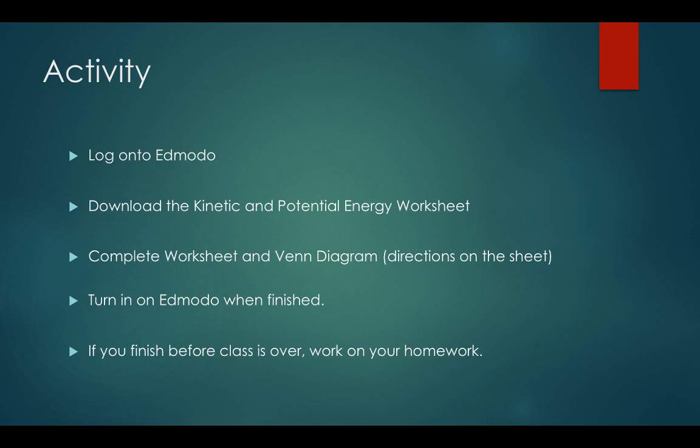So here's what I want you guys to do today with the sub. I want you to log on to Edmodo, download the kinetic and potential energy worksheet, and complete this worksheet. As part of this worksheet, you also have to create a Venn diagram that has you compare all the different types of energy and get an idea about what the differences between them are. There are directions for this Venn diagram on the worksheet, but think of it as two different activities today.